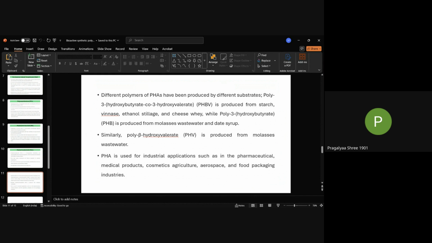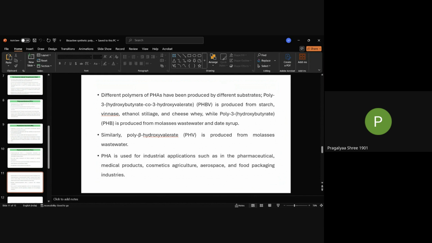While poly-3-hydroxybutyrate (PHB) is produced from molasses wastewater and date syrup. When you use molasses wastewater and date syrup, it undergoes fermentation and polyhydroxybutyrate can be produced. Similarly, polyhydroxyvalerate (PHV) is produced from molasses wastewater. We can produce this polyhydroxyvalerate.